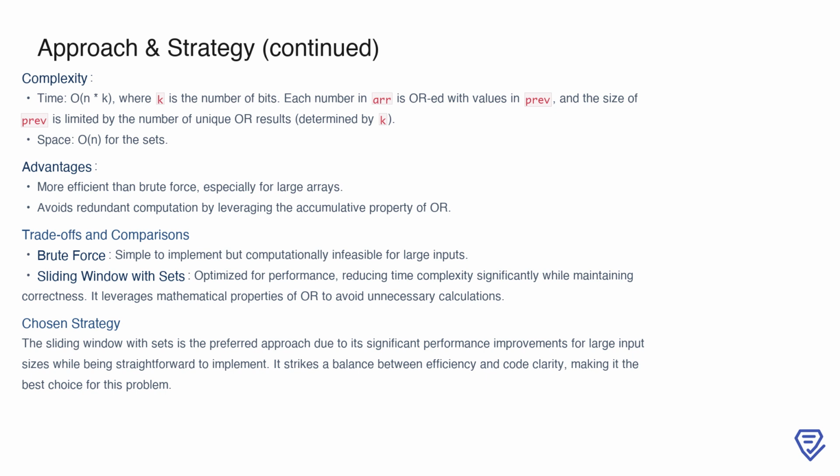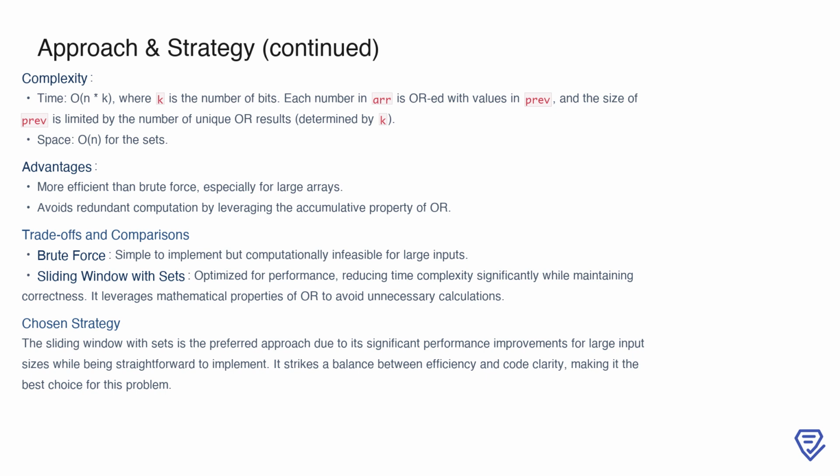In terms of complexity, this optimized approach has a time complexity of O(n*k). Here, k represents the number of bits in the integers, and the operations are efficient because the size of previous is limited by the number of unique OR results, which depends on k. The space complexity is O(n) for the sets used to store intermediate and final results.